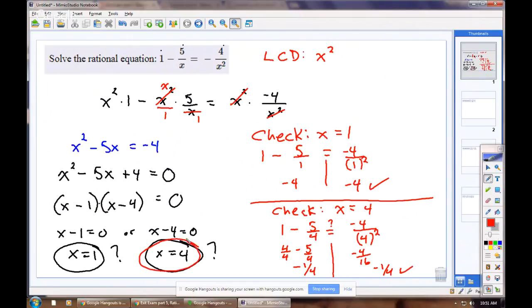So I'm going to recircle. I have two answers here. You never know till you check. Could be one of them works, could be none of them work. Could be both of them work. You have to check on these problems, otherwise you will not get it correct.